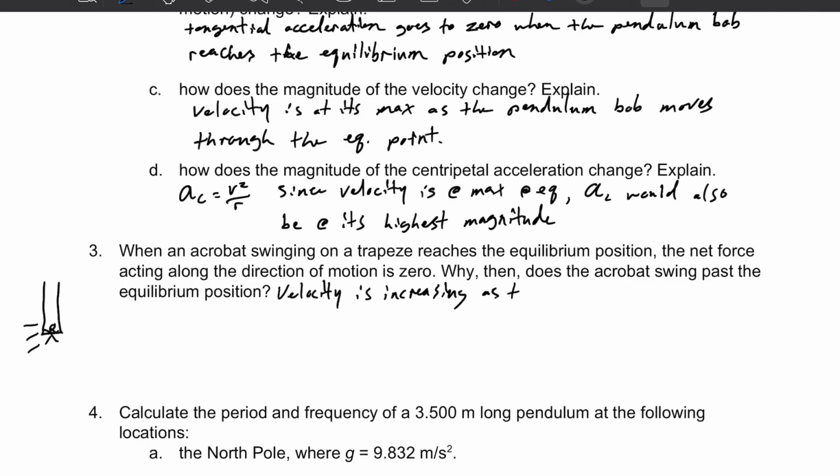Because you have velocity. That force has given you an acceleration. You have sped up. Just because you remove the acceleration doesn't mean you're not going to maintain that velocity through the equilibrium. So velocity is increasing as the acrobat approaches the equilibrium position. Though net force is zero at equilibrium, velocity is at its highest as it passes through equilibrium. And the only way to reduce or change that velocity is through acceleration, either positive or negative. And in order to have acceleration, you have to have an unbalanced force.